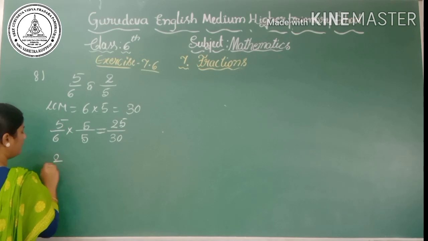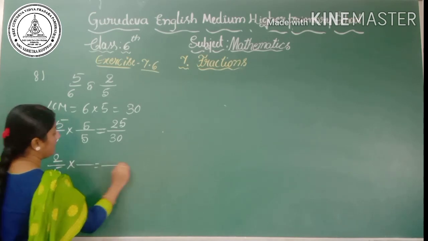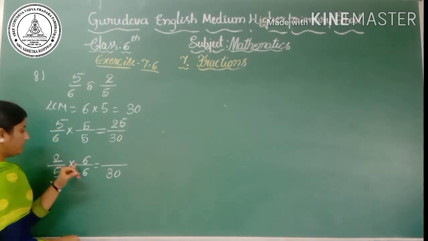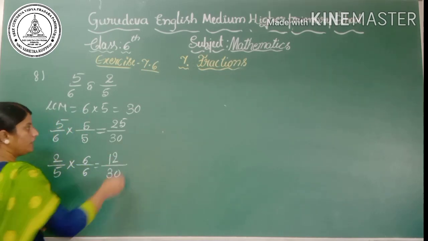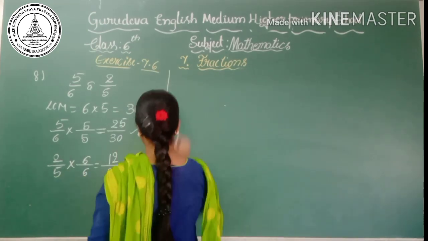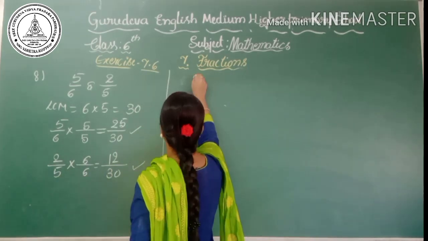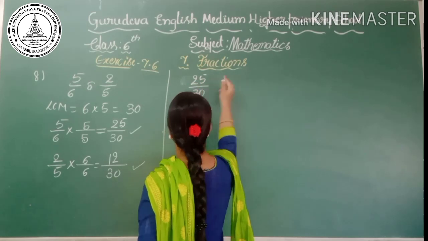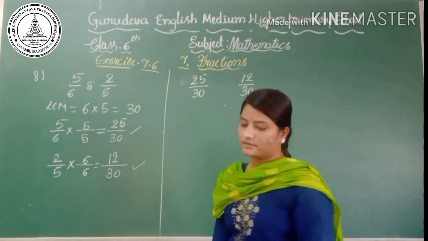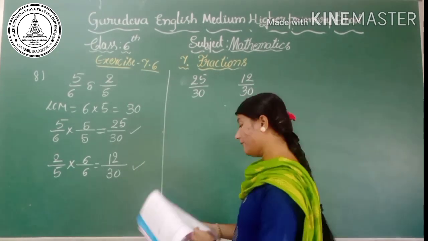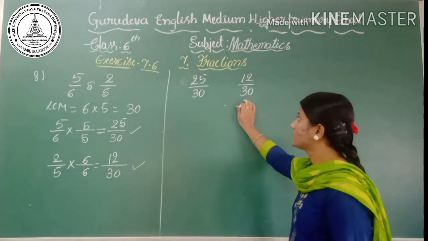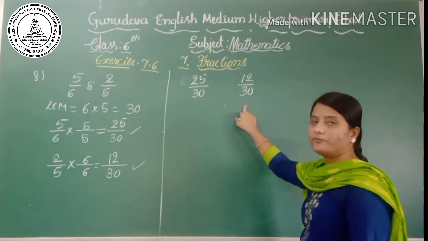Similarly, the second fraction is 2 by 5, and make the denominator 30. 5 how much is 30? 5 6s are 30. Then 2 6s are 12. Now see here, 25 by 30 and 12 by 30. Write down 25 by 30 and 12 by 30. The first one is Asha's shelf and the second one is Samuel's. So compare these two fractions.